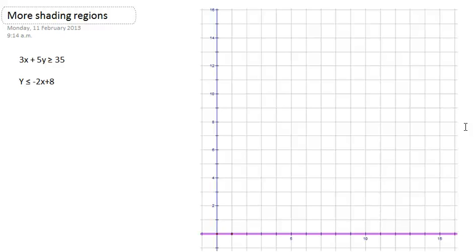Okay, so this video is looking primarily at shading regions again. It's a continuation of the last one. The last one had 4 equations and I kind of skipped over some bits, so I thought I'd go into a little bit more detail in this one. So in here I've got 2 equations.